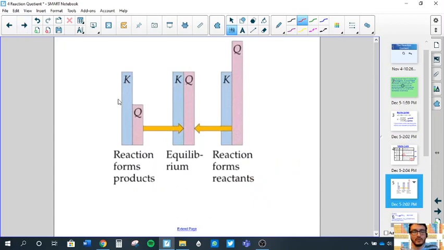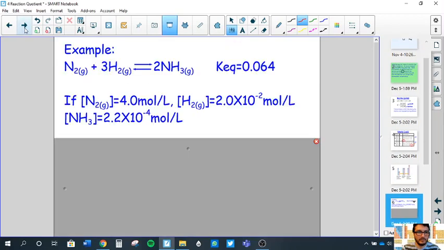So here's a diagram that depicts just that. If Q is less than K, it's going to move forward to reach equilibrium. If Q is greater, it's going to move in the reverse direction so that Q can then be equal to K. Okay, example.